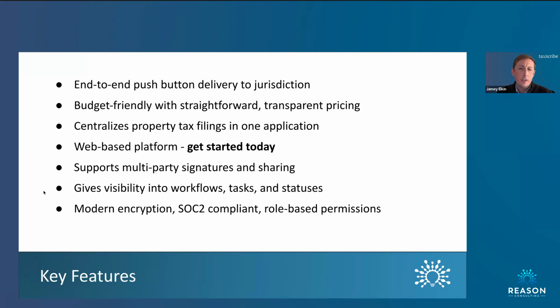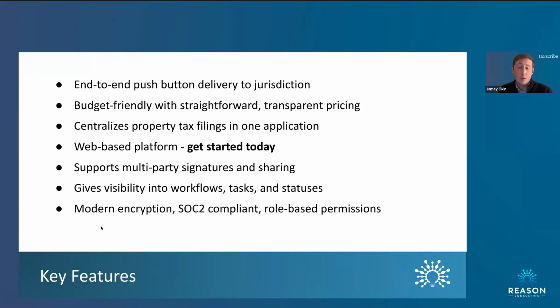Moving into key features, at its core, TaxScribe Pro is an end-to-end solution. Our solution allows for push-button delivery directly to all jurisdictions, all within a secure web-based platform. That web-based platform is extremely important because speed to implementation, or speed to market, is extremely quick. With other platforms, it will typically take somewhere between 60 and 90 days to get a user up and running. Our platform takes considerably less time, around the 15 to 30 day mark, to get you onboarded, and you can immediately start utilizing the platform.